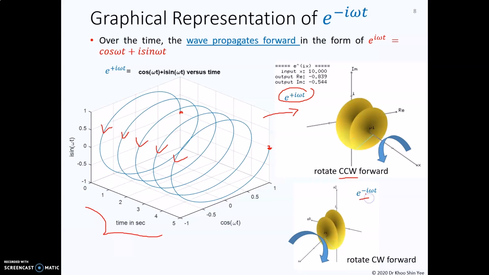The graph for the exponential negative I omega t is similar to the exponential I omega t. The difference is in the direction of the rotation, where you can see it rotates clockwise forward.